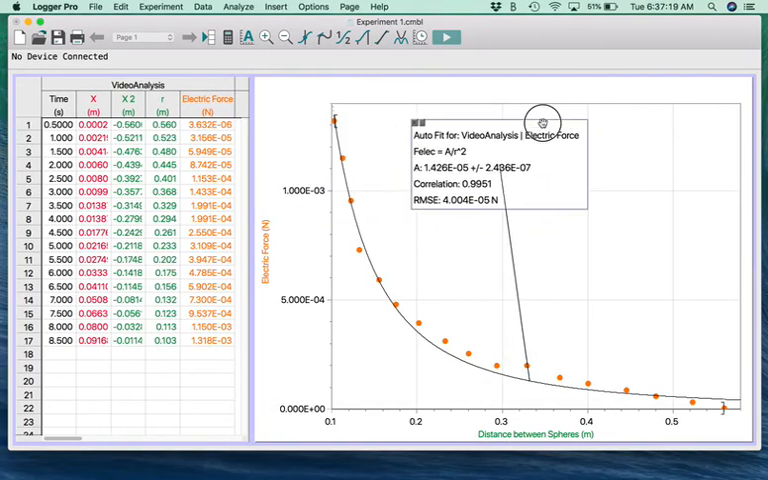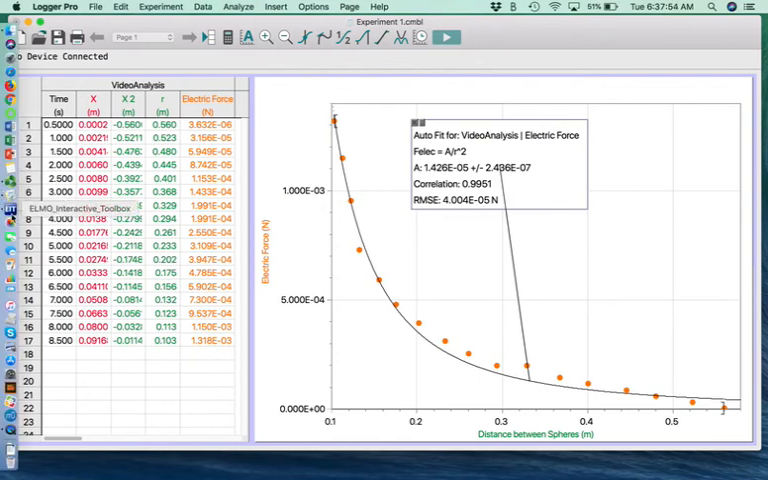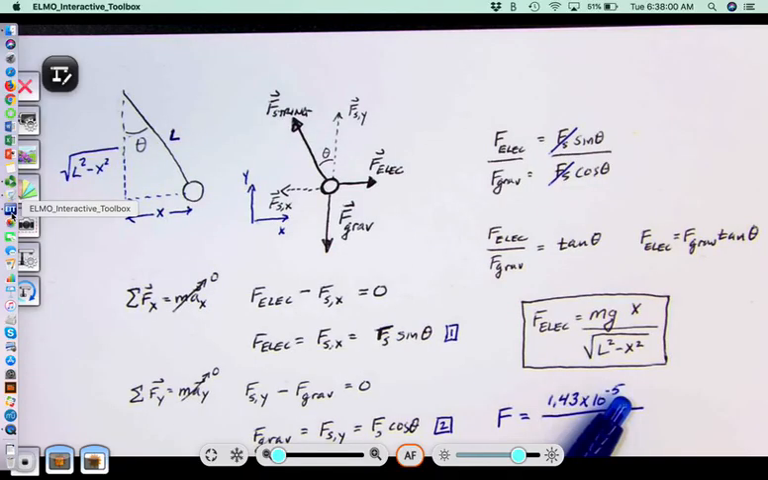There's one other piece you need to do, and LoggerPro won't do this for you. But I have this expression that says the electrical force equals A, and the A that it gives us here is 1.426 times 10 to the negative fifth. You can decide how much of those digits you want to keep in your model. I'll probably keep 3 digits times 10 to the negative fifth over r squared, and r is the distance between spheres. So I'm going to wrap this up by switching back over to my writing screen and see what we've written there and how you finalize this particular model.